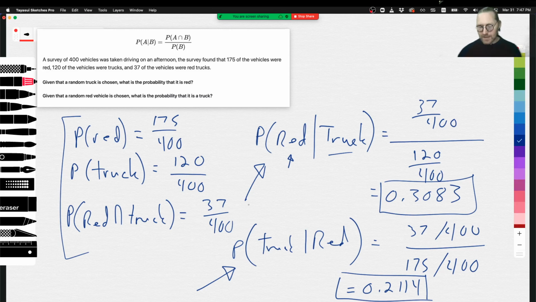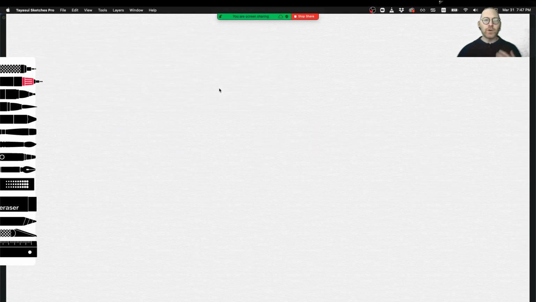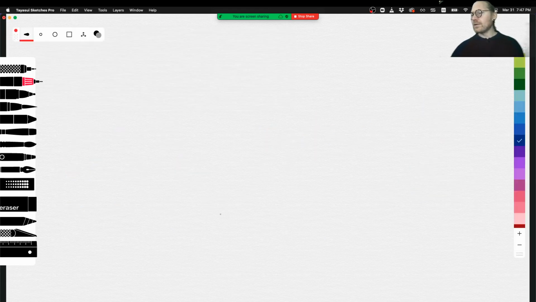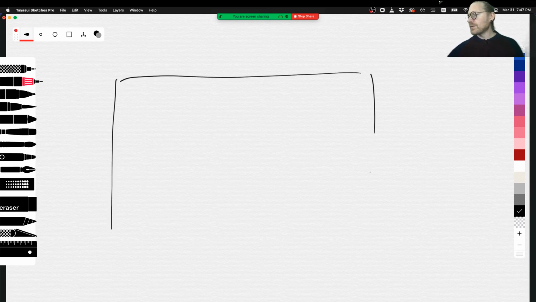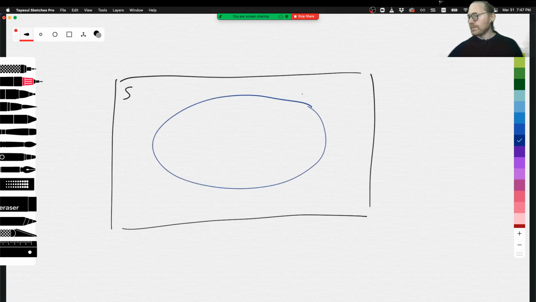The thing is, we're not always going to have all the information, and that's going to make answering some questions a little bit trickier. And I'm going to illustrate this through a disjoint space. So here's our space S, and within S, we've got A. Okay, so all of that is A.